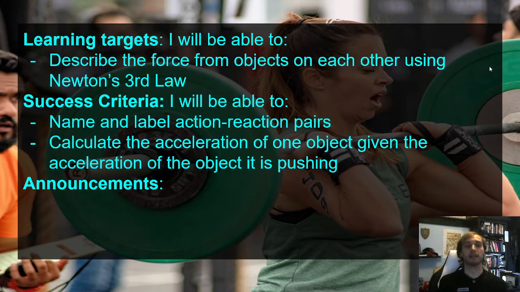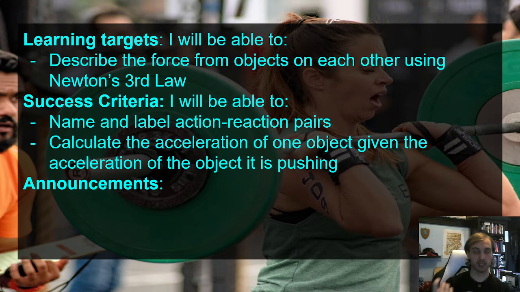So, in particular, if you are able to describe the force on objects on each other using Newton's third law, that's perfect. The ways you're going to do that are by naming and labeling action-reaction pairs. In particular, what I want you to focus on is how to figure out what is not an action-reaction pair. Because if you have an action-reaction pair, it actually means something very specific, and some other things might accidentally look like action-reaction pairs and not be, which does actually have some pretty significant implications.